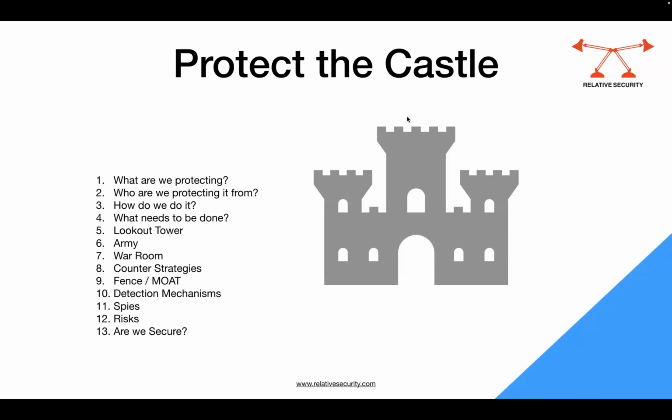Then you need to have spies, and you need to calculate the risks. Given all these things that we have put in place, all the controls that we have done around the castle, is the risk of getting compromised under the acceptable level? Is it reduced or is nothing happening? Are we secure, or secure enough to protect the castle? These are the questions that you have to answer.